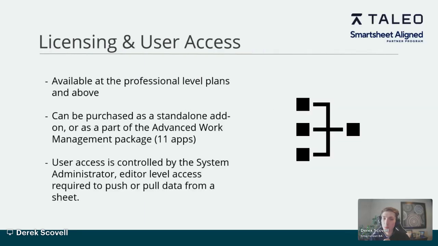Amazing. So Data Shuttle is an available add-on to any Smartsheet plan at the professional level or above. It can be purchased as a standalone add-on. You can just get Data Shuttle, or it can be part of the Advanced Work Management package. Advanced Work Management is, as the name implies, very advanced and for very mature Smartsheet customers, and it includes, along with Data Shuttle, things like resource management and Control Center. But if all you need is Data Shuttle, you can absolutely just purchase that as an add-on.